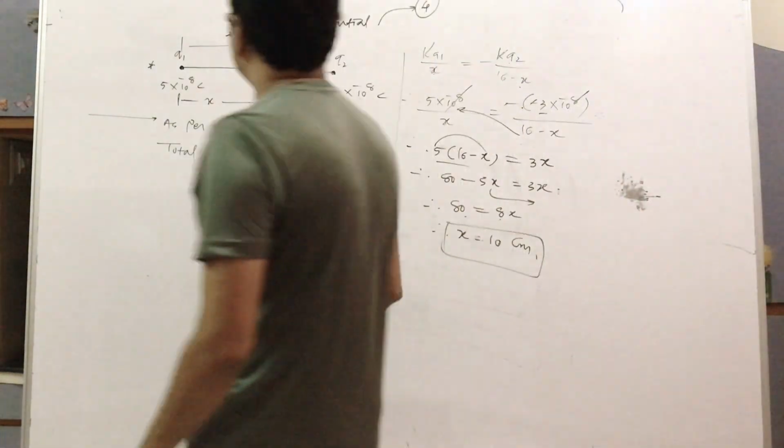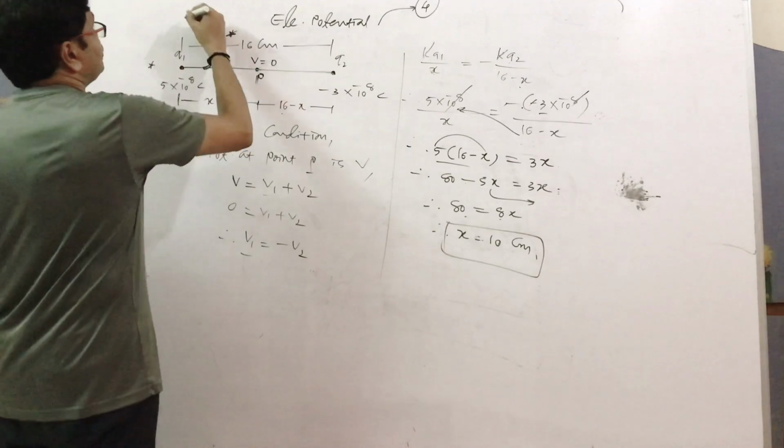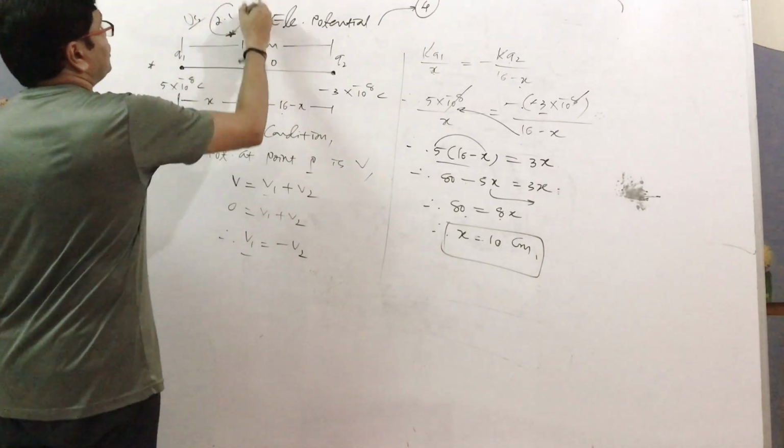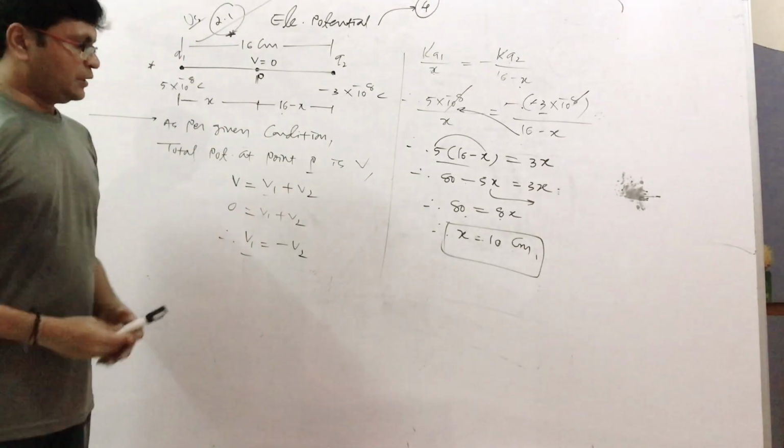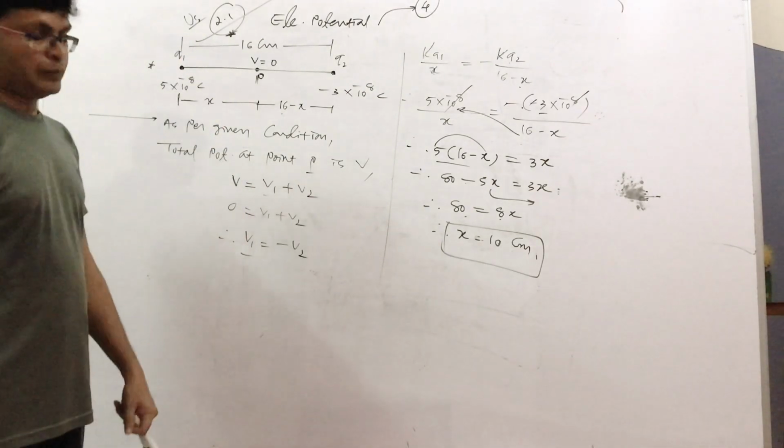You can see that for the first, this is your unsolved number 2.1, textbook unsolved number 2.1. Now you have to solve the second part yourself.